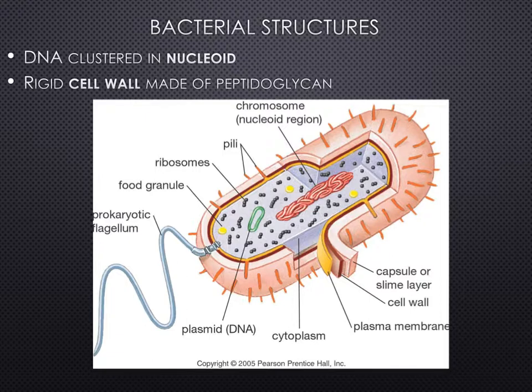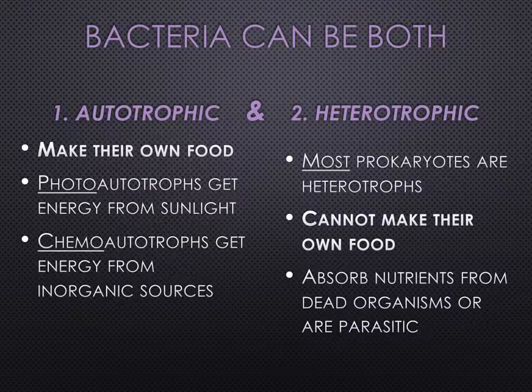Then if you jump below, you'll see the same exact picture on your notes. I would like you to go ahead and label those different parts of the bacteria cell. If you flip your paper over, you'll see it says bacteria can be both. Number 1 is autotrophic, and if you jump down to number 2, the second one is heterotrophic.